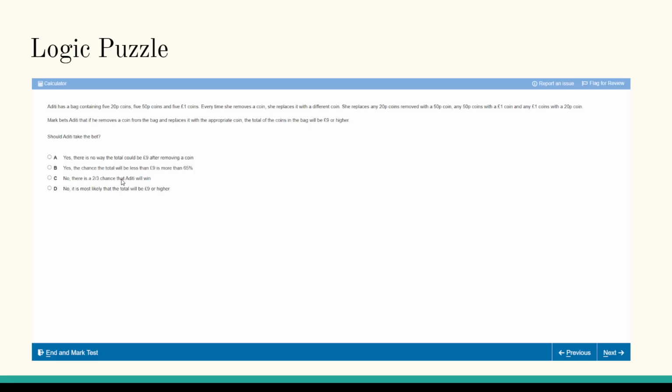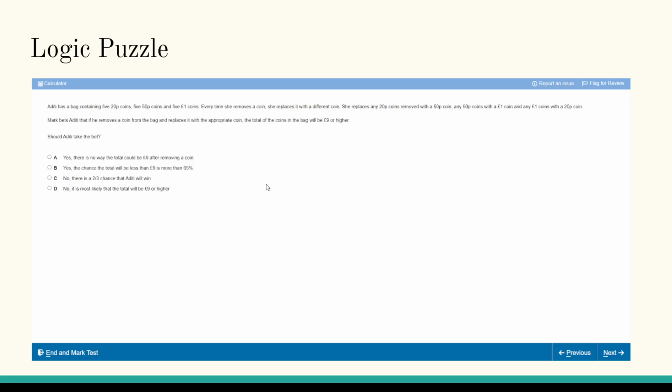It's actually 1/3. And the last one is no, it's more likely that the total will be £9 or higher. We know that's not true because we would most likely assume or infer that there's more than a 50% chance that this will occur. So we know this is not true. So the answer is B, based off the information and through checking the answers here.